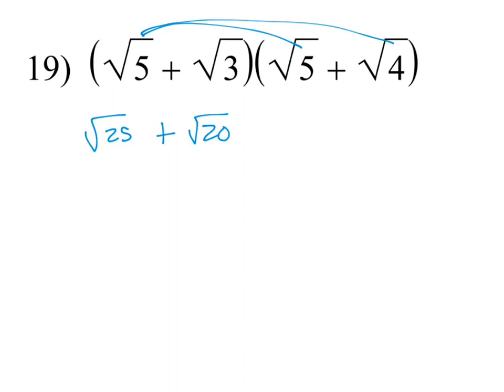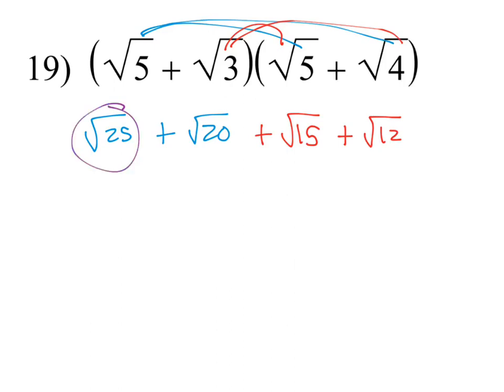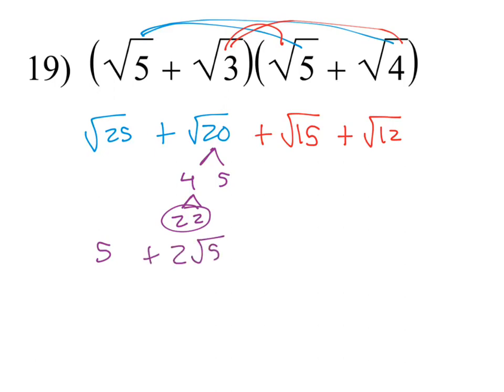And then we're going to do root 3 times both of these. Root 3 times root 5 is going to be root 15. Root 3 times root 4 is going to be root 12. So now we've got this double distribution done. You can go through and simplify these. The square root of 25 is just 5, so we don't need to do factoring there. Let me put it down a little bit more. 20 is 4 times 5, and then you can factor the 4 there to get a pair of 2s. So this is going to give you 2 root 5.